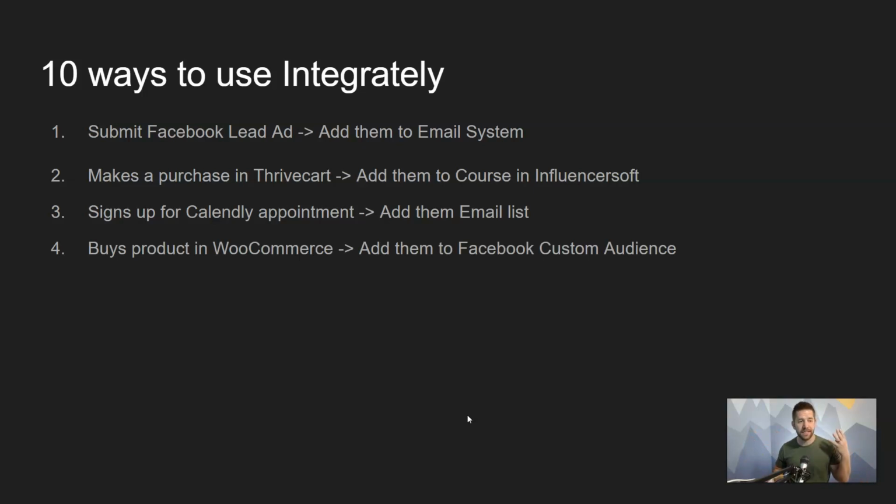Number four, if somebody buys a product, let's say you're running a WooCommerce store, you can add them into a Facebook custom audience to give a specific advertising message to that person after they buy. Number five, if somebody creates an account on WordPress, you can send a message to your team in Slack. Kind of a different example there, running with a team.